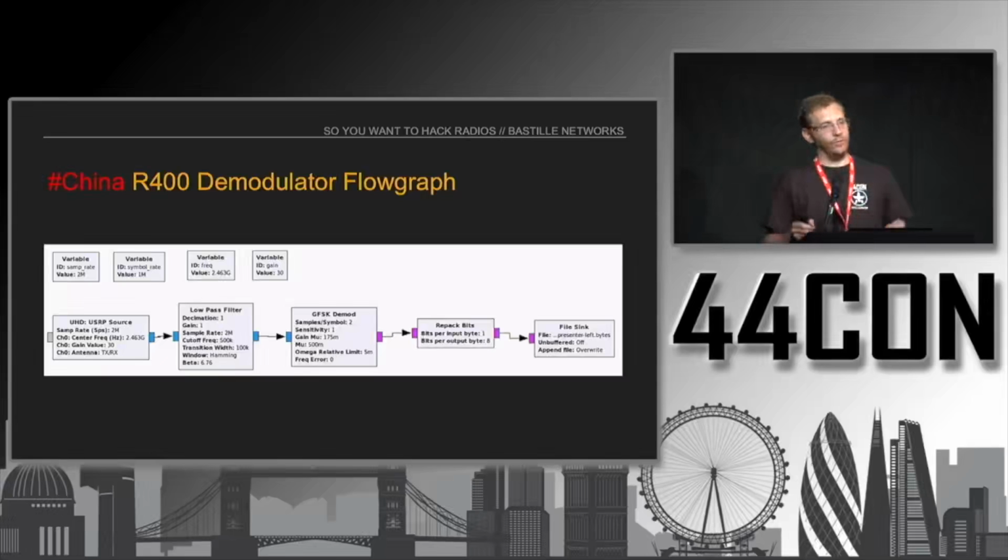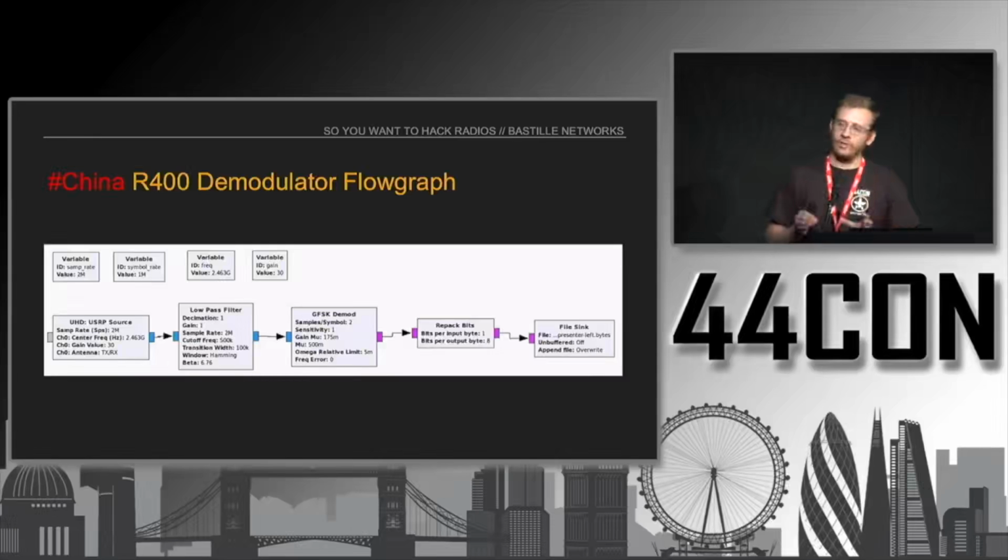So here we have a simple flow graph to demodulate the channel that the device is operating in. So we start with our UHD USRP source. This is data coming in from the software-defined radio. That goes through a low-pass filter to filter out anything outside of the frequency band we're looking at. We then send it through the GFSK demodulator, which will attempt to demodulate that channel and send out ones or zeros. We have this repack bits block, which takes the ones and zeros output of the demodulator, packs it into 8-bit bytes, and writes that to disk.